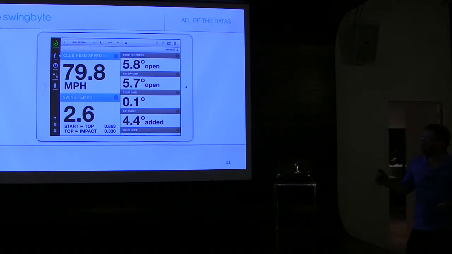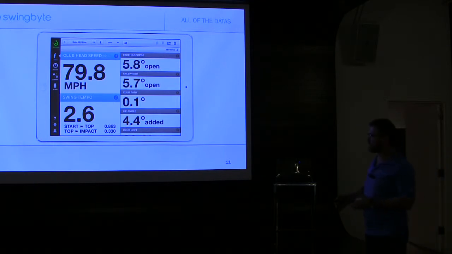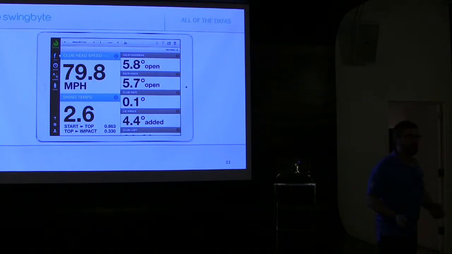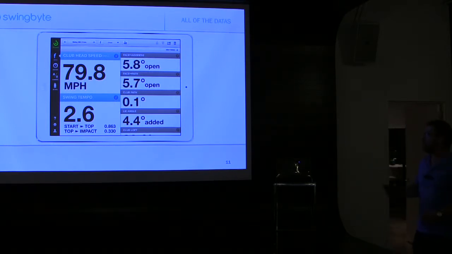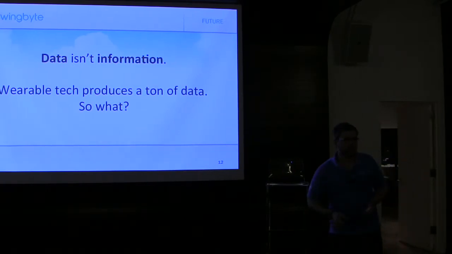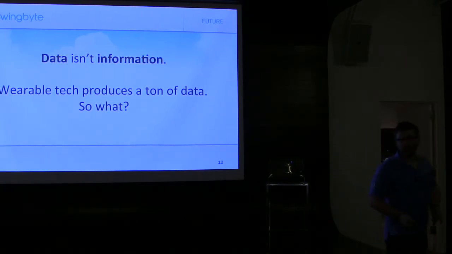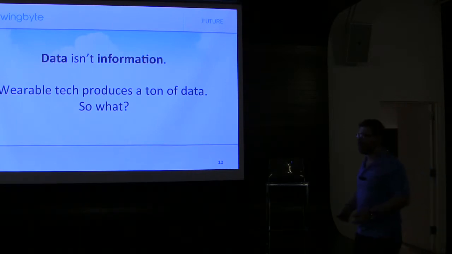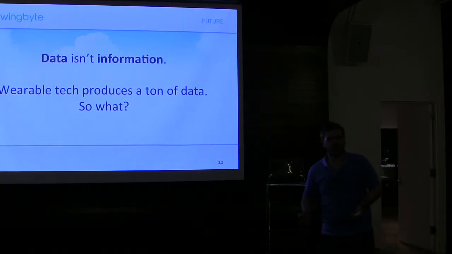A decent golfer, or rather a person that spent some time with an instructor, or spent money on lessons, would actually know what some of those numbers are, maybe would know what to do about them. But the basic thing is, the data just isn't enough. What we're looking at is that there's a difference between data and information. And Wearable Tech produces a ton of data. But so what? What do I do with it?